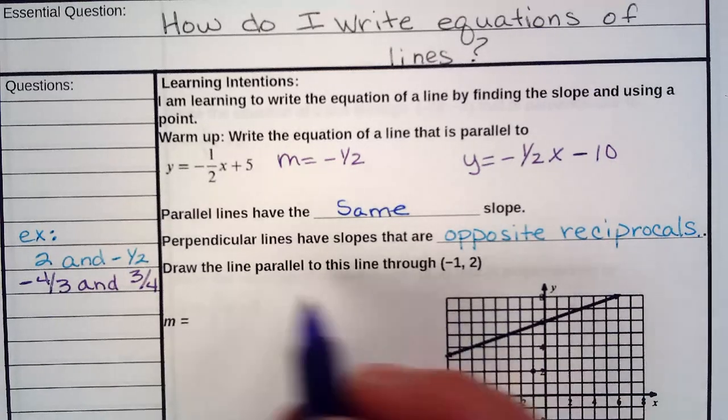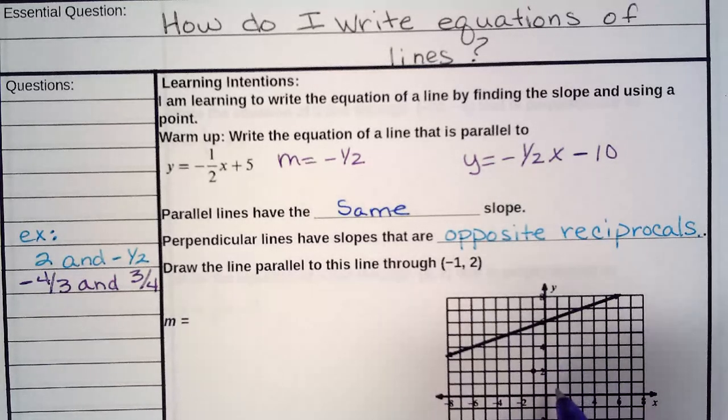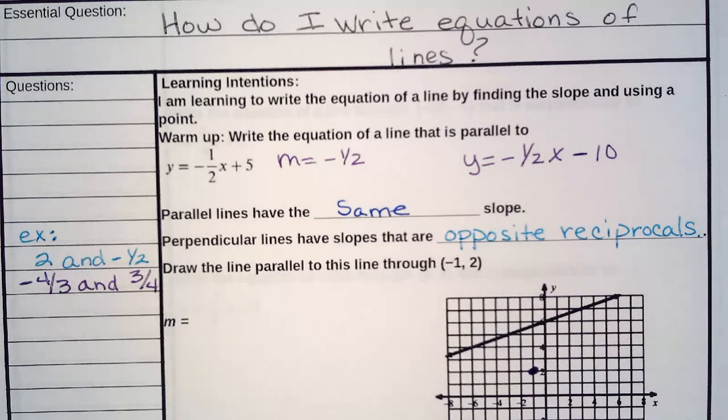So as I'm looking at this, we want to draw the line that is parallel to this line and goes through the point negative 1, 2. So this is a point we're going to start at. But we have to know the slope. The slope has to be the same.